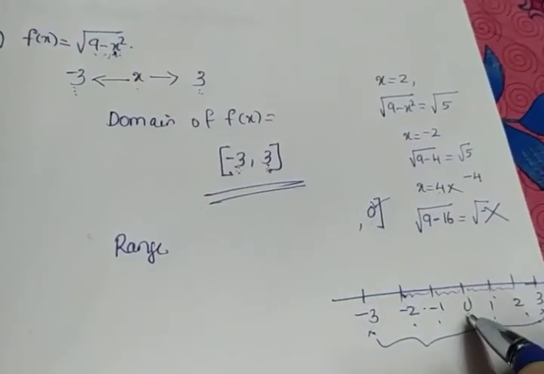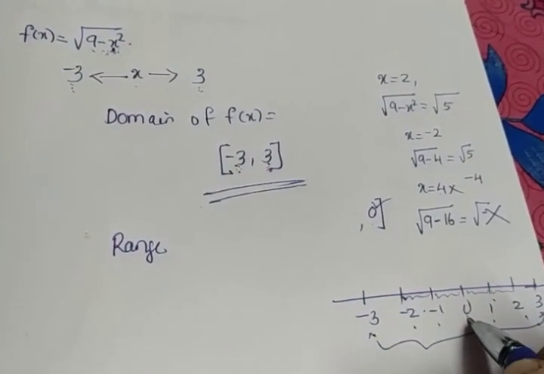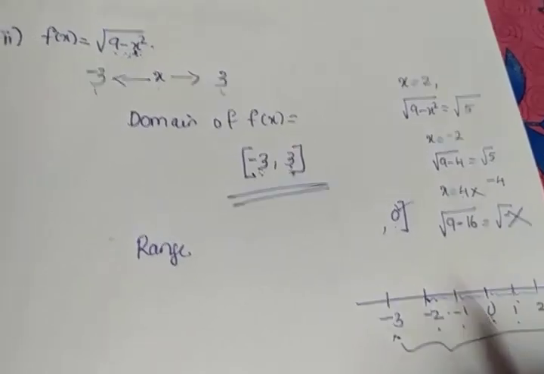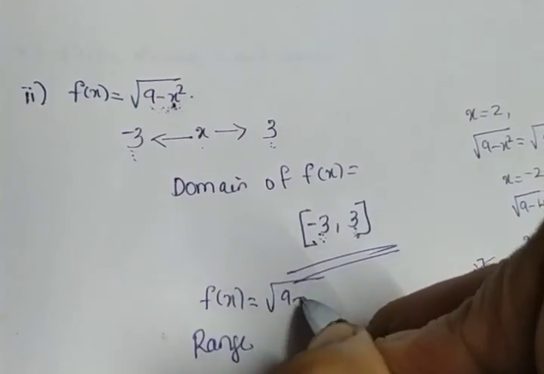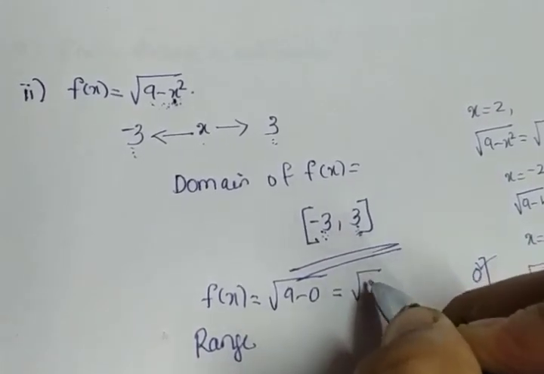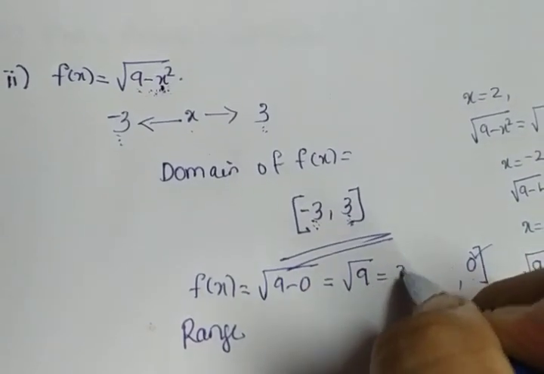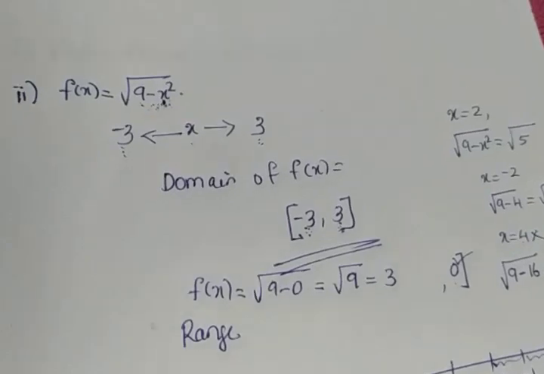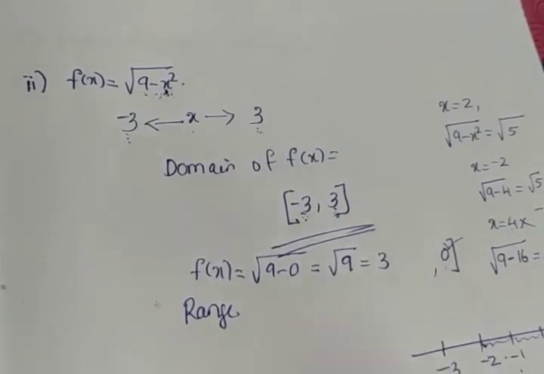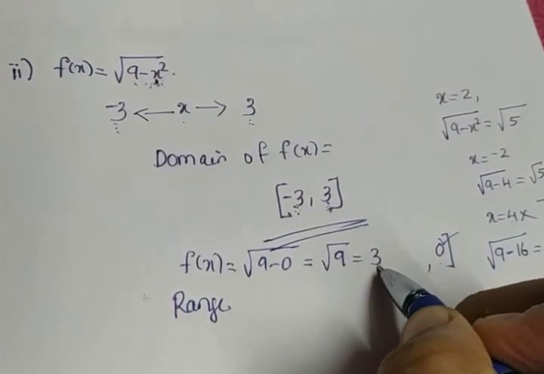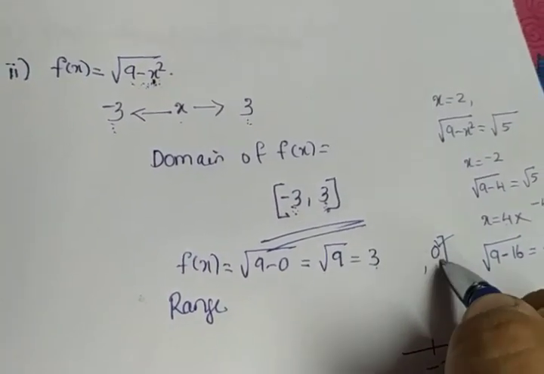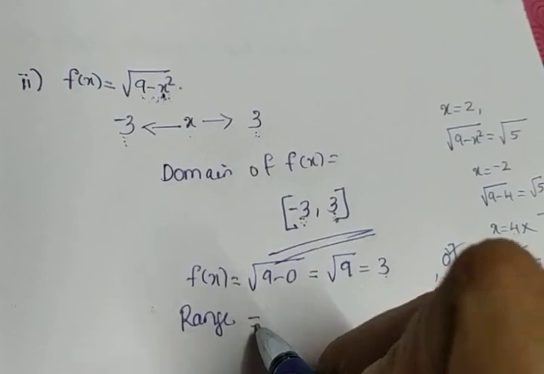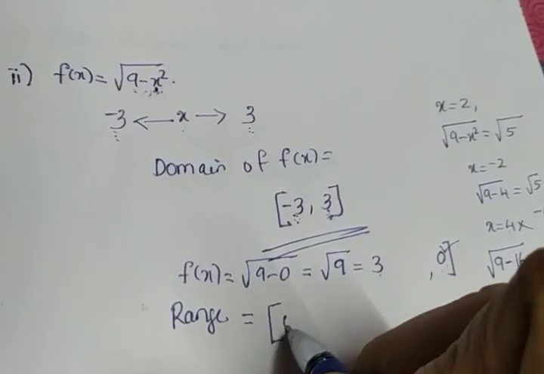Again, when I substitute x as 0, f of x becomes square root of 9 minus 0, that is square root of 9, which is 3. So the maximum value f of x can take is 3 and the minimum value f of x can take is 0. So the range is equal to the closed interval 0, 3.